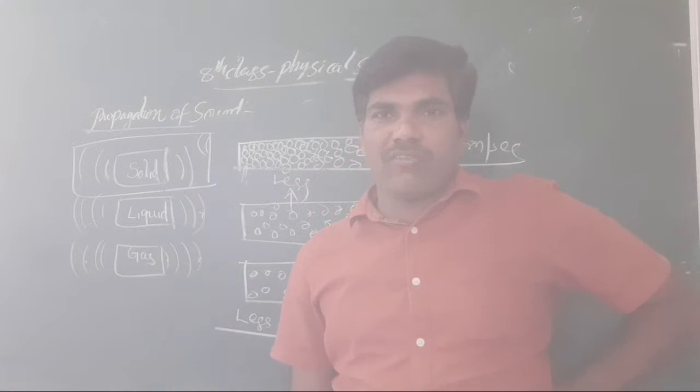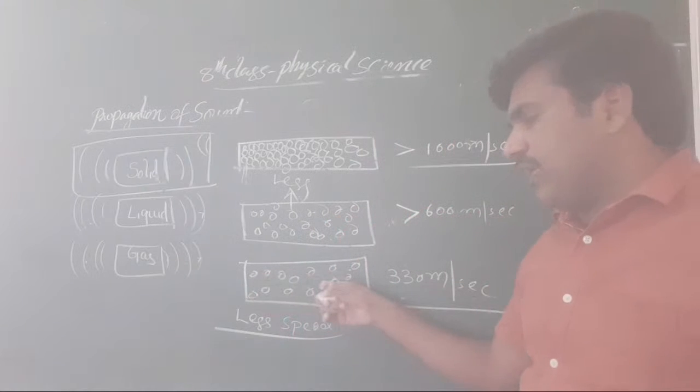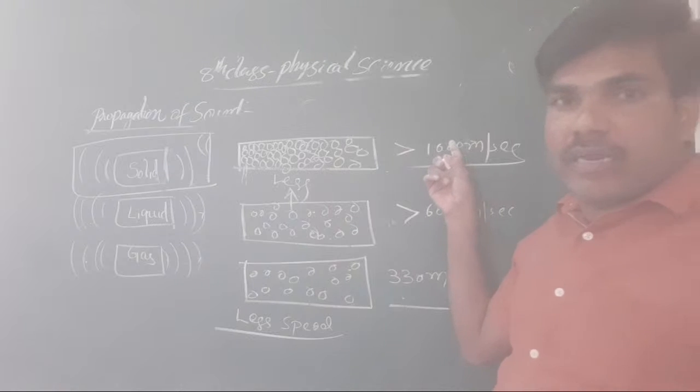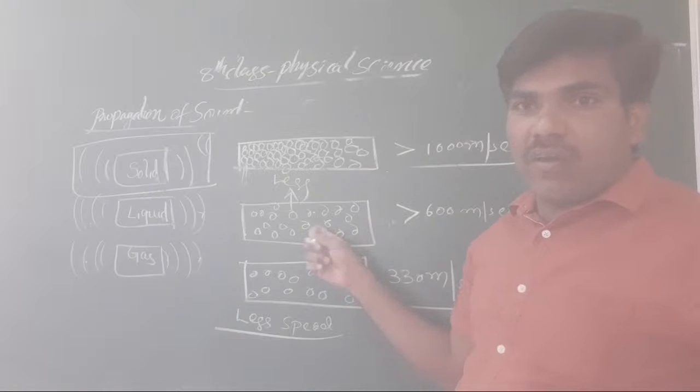Okay, clear or not, all the students? And here, what is there? The particles are very near to each other in this one. That's why it will contain greater velocity. Okay, now the particles are okay now. Clear or not, all the students?